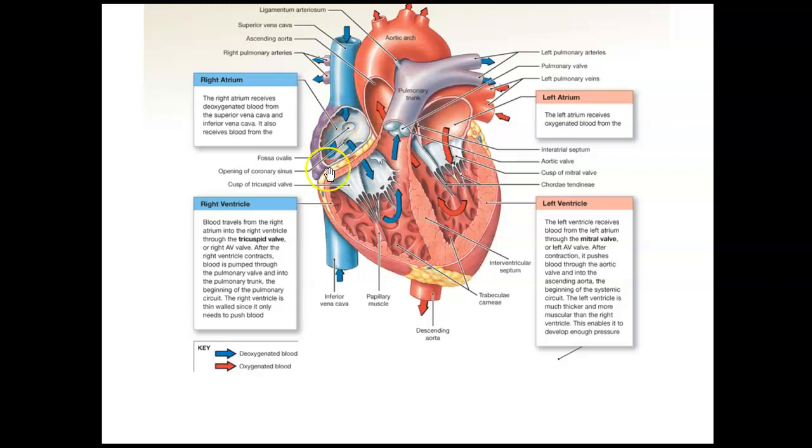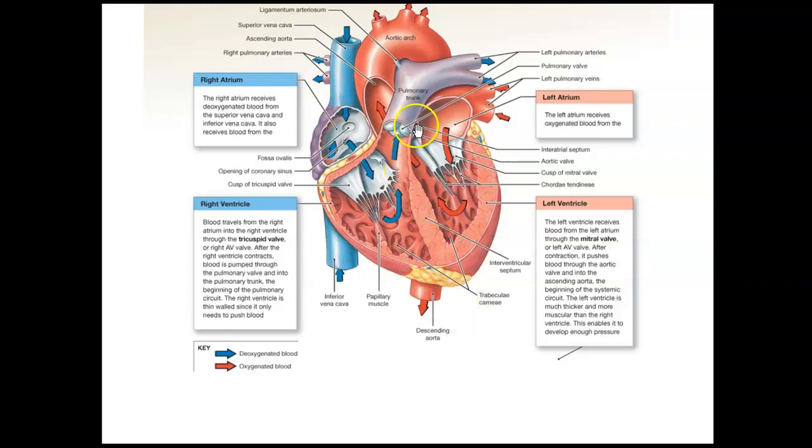So a few other structures that we can see: this little depression in the right atrium called the fossa ovalis, and we'll talk about that more. And we can see that attached to the tricuspid and bicuspid valves, we have these, sometimes they're called heartstrings, but in anatomy we call them chordae tendineae, and the chordae tendineae are attached to papillary muscles. And then we see these little branching structures called trabeculae carneae.